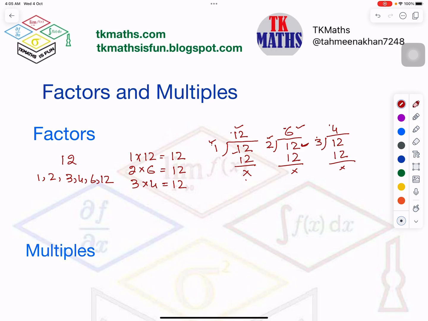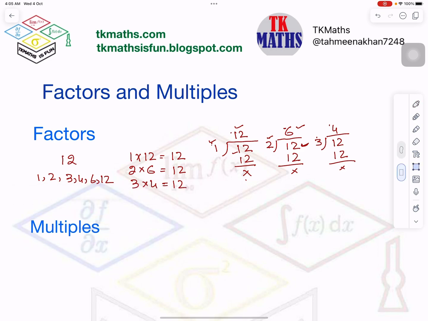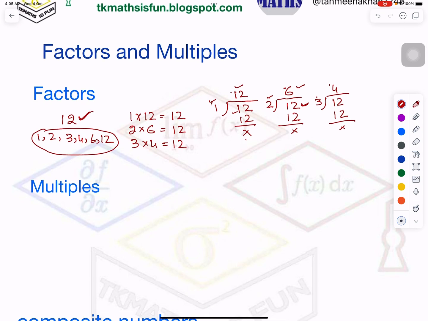Let's see what are multiples. Number one thing, if you notice here, all the factors are always smaller than the number for which you are looking for the factors. Now let's see in multiples. I want to know the multiples of 2. Again, you need to have a strong remembrance of tables. 2 times 1 is 2. 2 times 2 is 4. 2 times 3 is 6. 2 times 4 is 8, and so on. So these are multiples of 2.